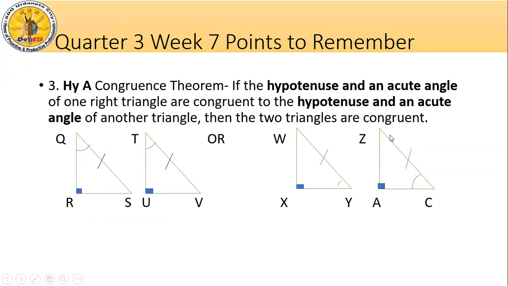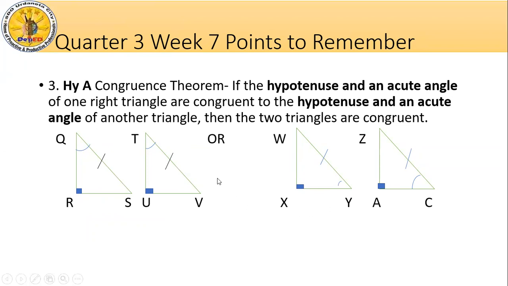WY is congruent to ZC, the hypotenuse. Angle X and angle A are both right. Angle Y is congruent to angle C. So therefore, triangle WXY is congruent to triangle ZAC by HA or hypotenuse-angle congruence.